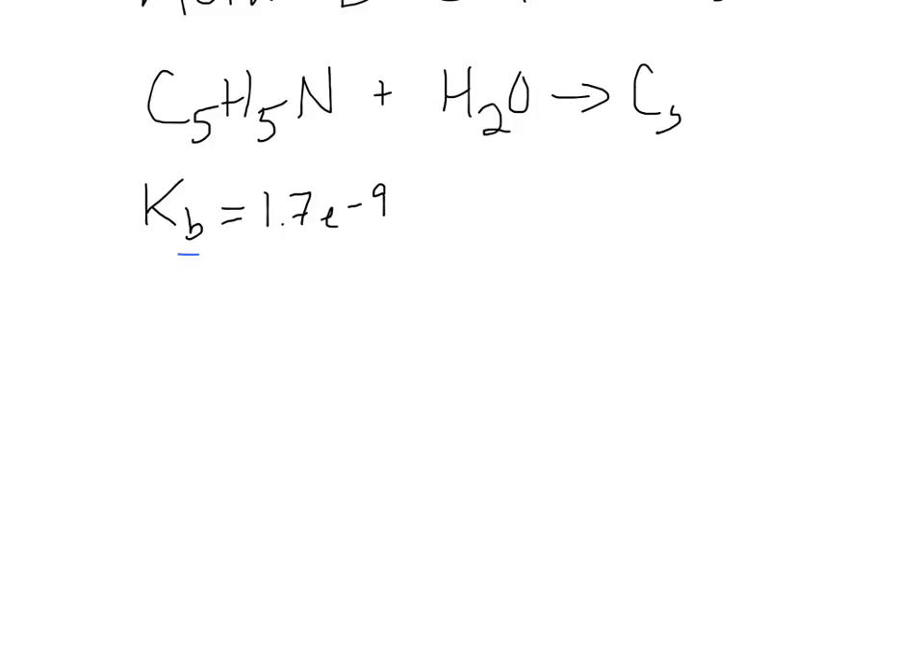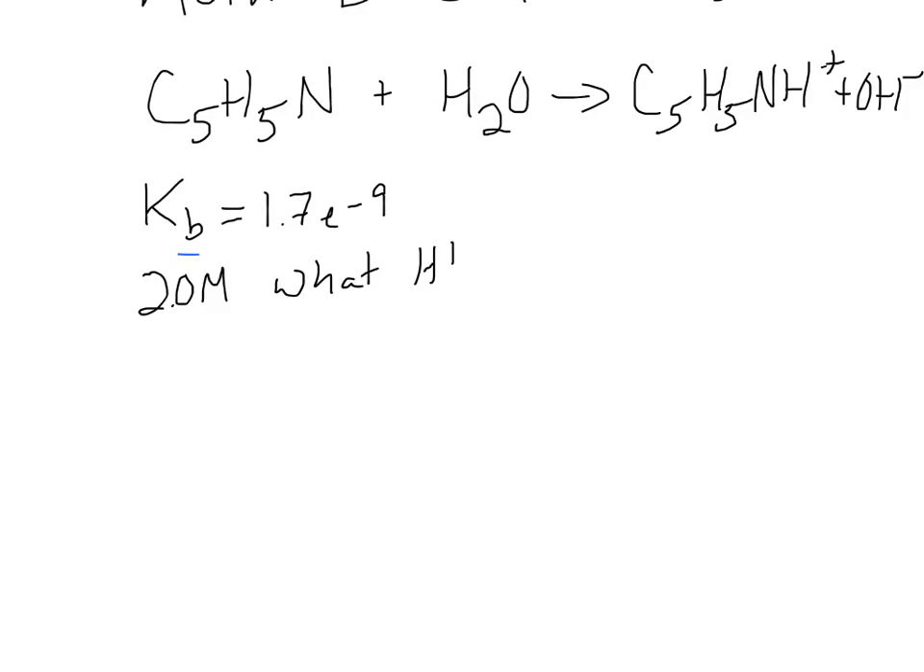you're going to be left with C5H5NH plus OH ions. And this becomes positive because we have an extra hydrogen ion, which is positively charged. So now you have this. So let's say that the molarity of our C5H5N is 2 molar. Okay, and we're asked to solve, what is the hydrogen ion content? Or what is the concentration of hydrogen ions?